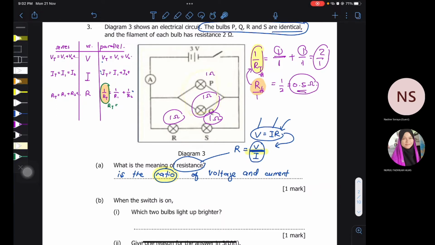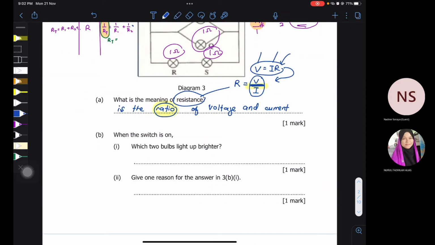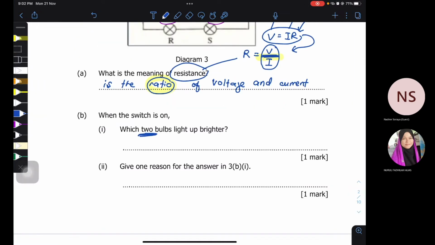Jadi bila dia punya total effective resistance rendah, maksudnya current dia akan jadi tinggi di sini. Bila current tinggi, maksud dia apa? Dia akan jadi brighter. Jadi which two bulbs ya? Soalan nak 2, jadi you kena bagi jawapan 2 lah. Tahun lepas ramai student salah sebab dia tak perasan 2. So kita letaklah P and also Q. If you just answer P, salah. If you just answer Q pun salah. Sebab soalan memang minta 2.